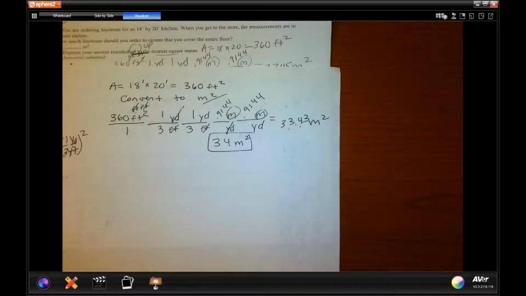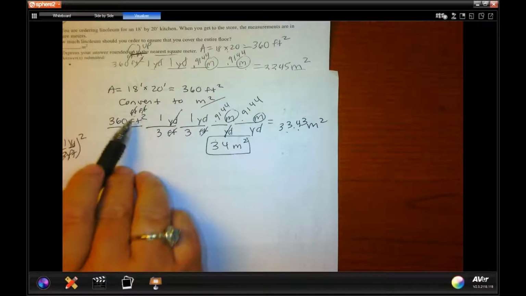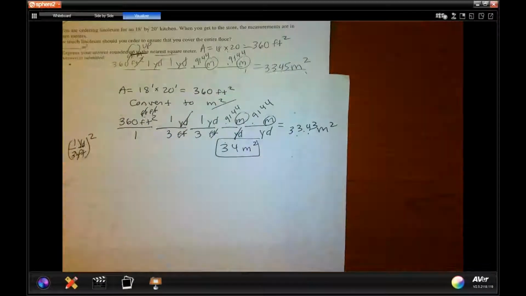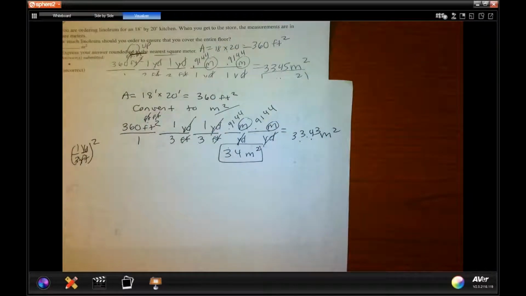You're going to have many of these, including on your discussion board, where you have something squared or cubed that you're going to have to multiply 2 or 3 times to get the squaring or the cubing to cancel. You just have to follow that factor label.